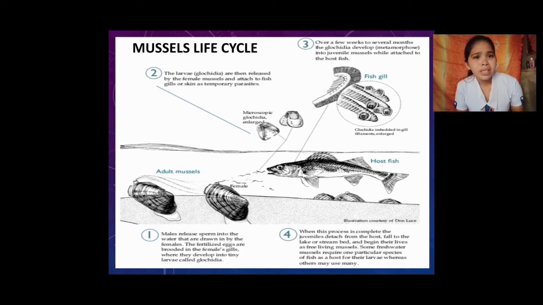Next, the larvae or glochidia are then released by the female mussels and attached to the fish's gills or skin as temporary parasites.